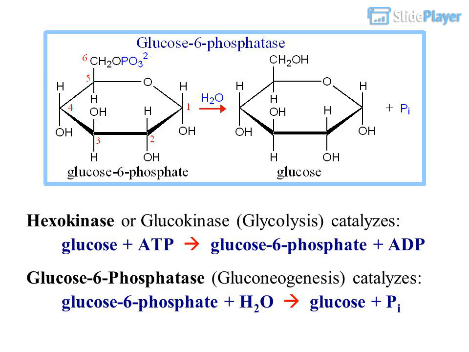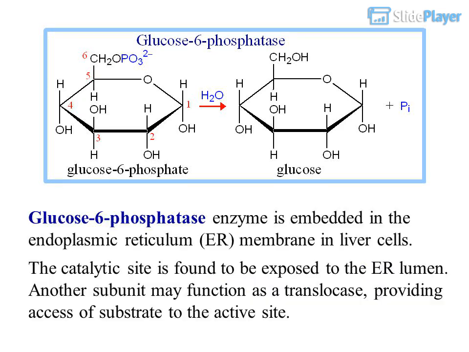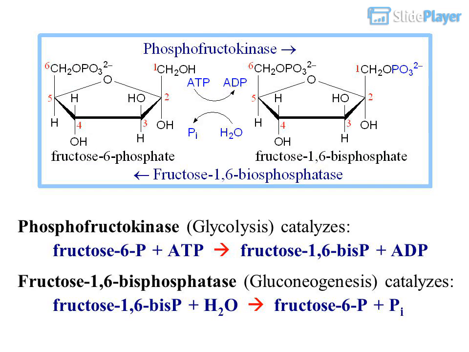Glucose 6-phosphatase, in gluconeogenesis, catalyzes glucose 6-phosphate plus H2O, glucose plus Pi. Glucose 6-phosphatase enzyme is embedded in the endoplasmic reticulum membrane in liver cells. The catalytic site is found to be exposed to the lumen. Another subunit may function as a translocase, providing access of substrate to the active site.